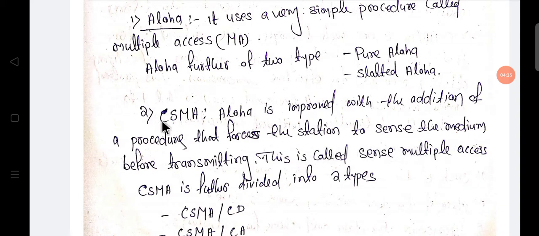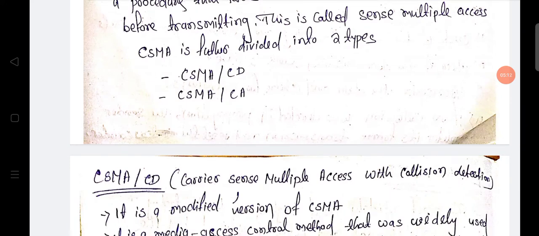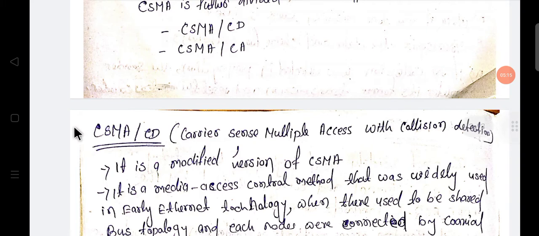That means in sense multiple access, before sending any data, the station should sense whether the medium is busy or free. CSMA is further divided into two types: CSMA-CD and CSMA-CA. In your course, there is only CSMA-CD. The full form of CSMA-CD is carrier sense multiple access with collision detection.